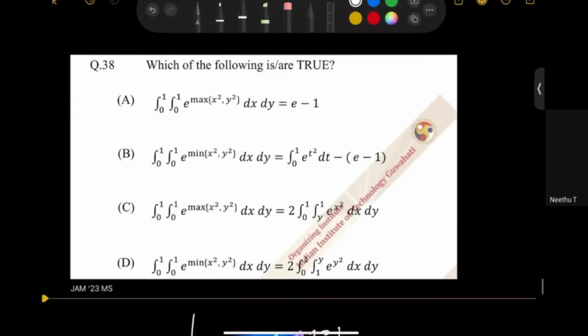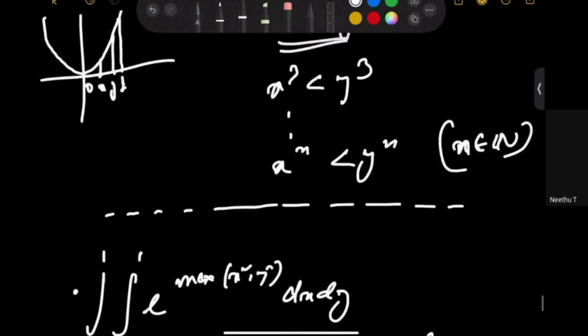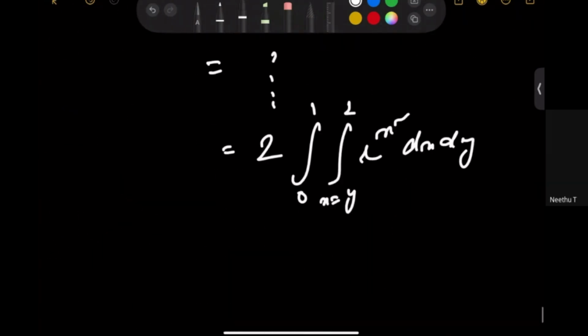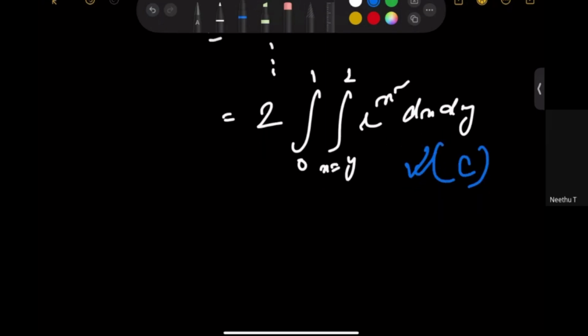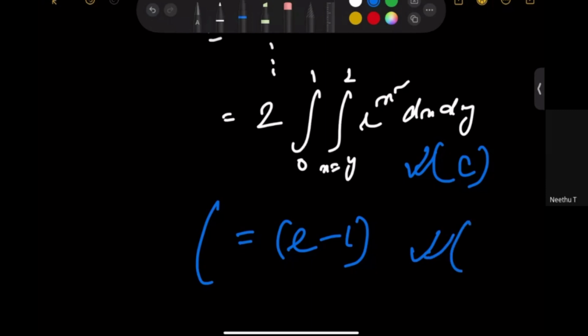Also, you can check that this option C is correct. And you can compute this easily, and you'll find that this is also equal to... no, this is just, I think, e minus 1. This is just equal to e minus 1. So option A is also correct.